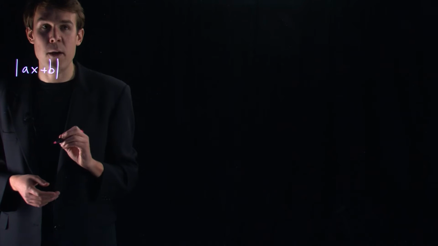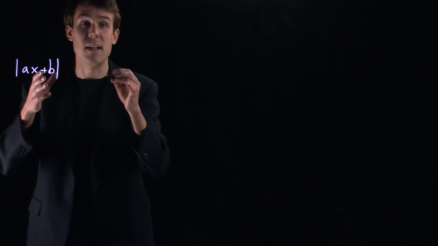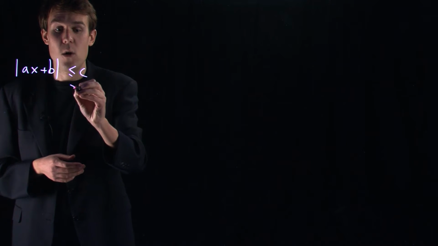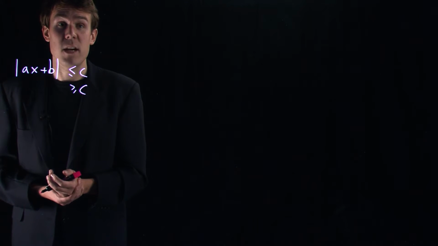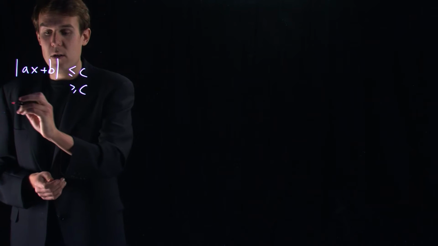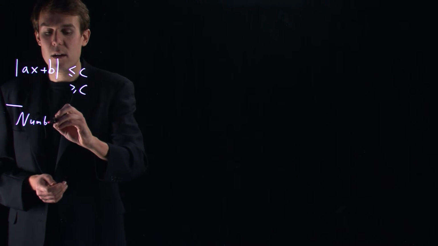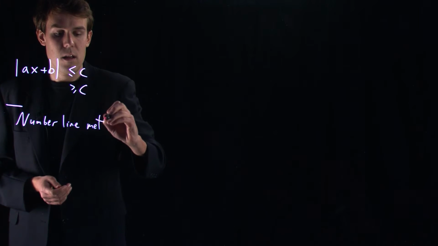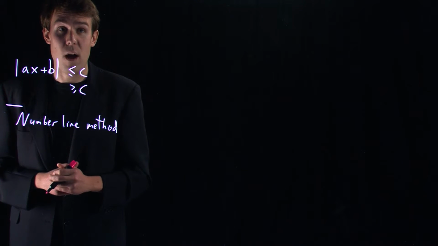I have absolute value of ax plus b. Before, I would say this was equal to some constant c. Now I'm going to say it's less than or equal to c, or perhaps greater than or equal to c. Which one it is isn't particularly important, because our technique works equally well for both of them. So let's look at a method called the number line method. This is a fast, efficient way to solve these types of problems.